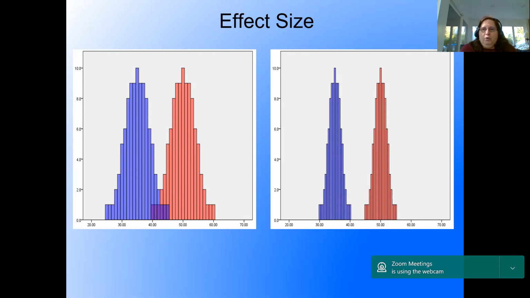Well, that narrowness means we have a smaller standard deviation, smaller spread. Smaller spread in our blue, smaller spread in our red, and that is producing a greater amount of non-overlap.